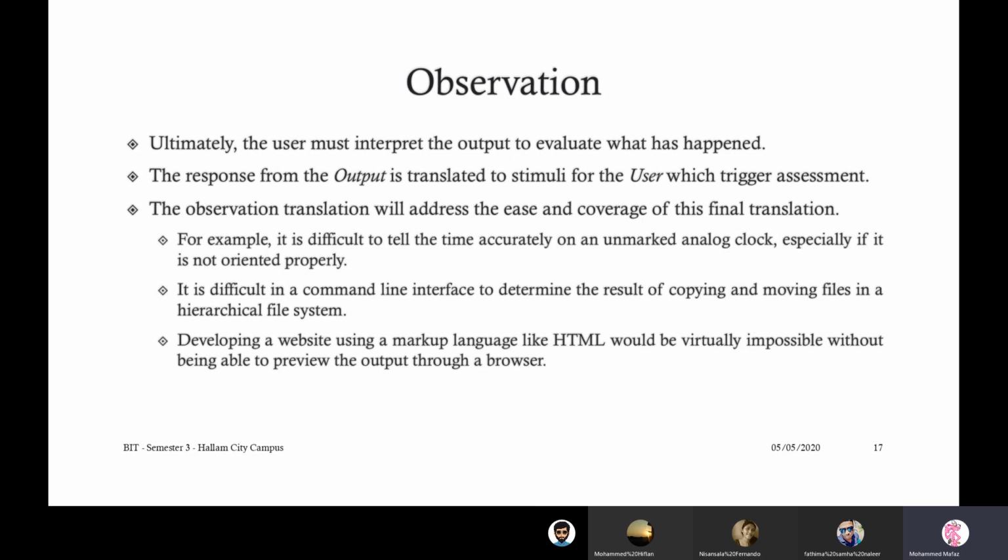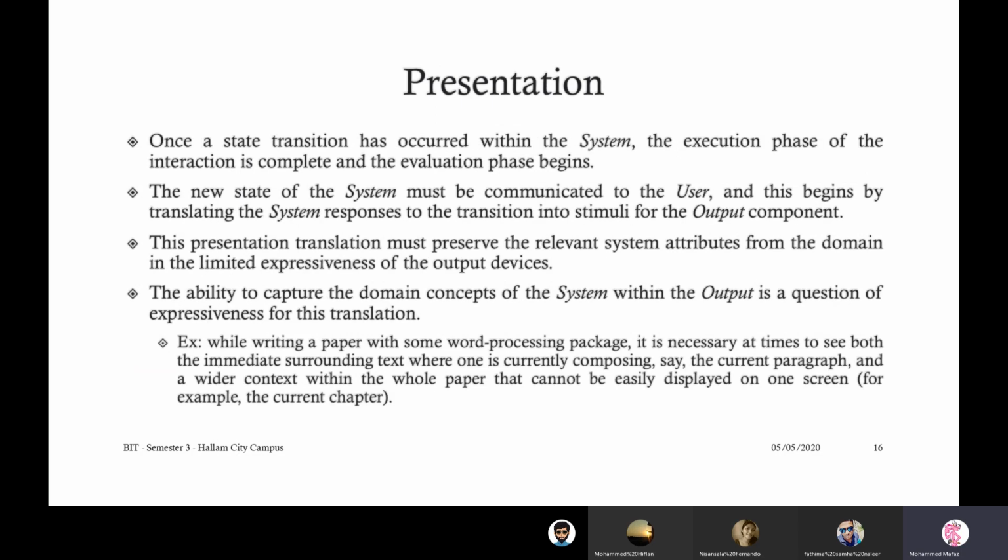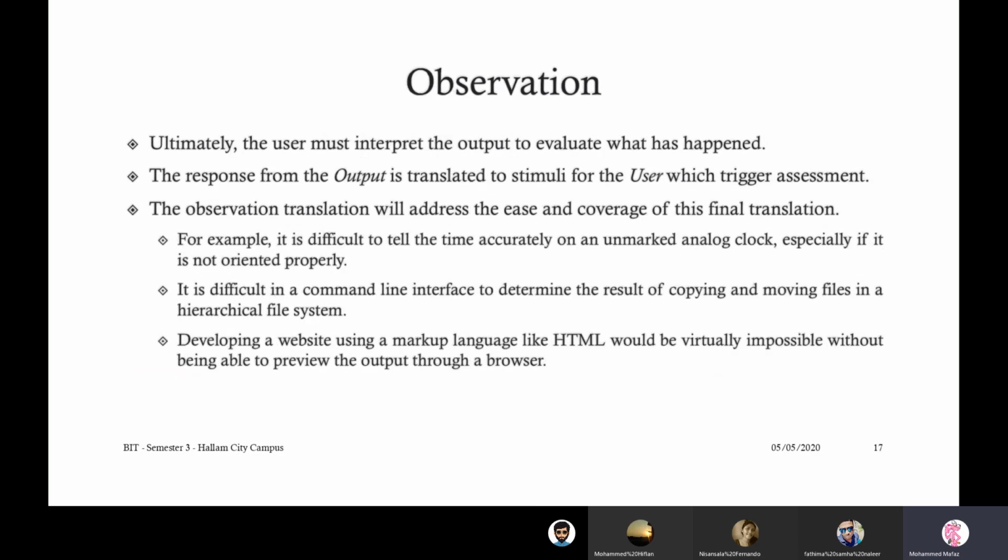Right. So that third part finishes at presentation. Now from the output towards the user is the observation. Now the user has to observe this output. Ultimately, the user must interpret the output to evaluate what has happened. The response from the output is translated to stimuli for the user, which trigger assessment. So observation translation will address the ease and coverage of this final translation.